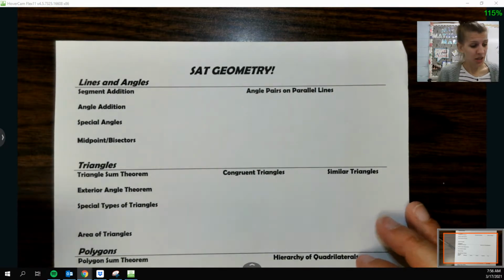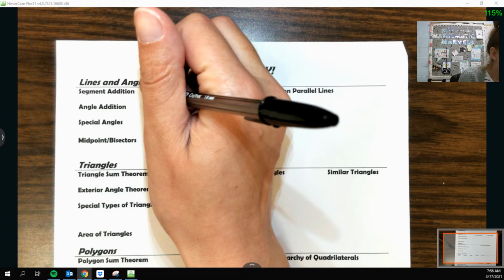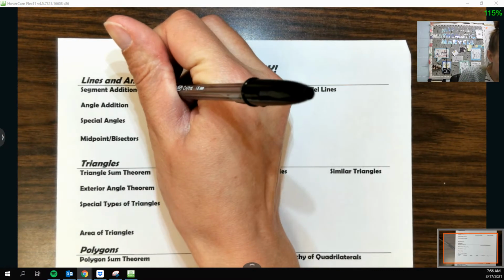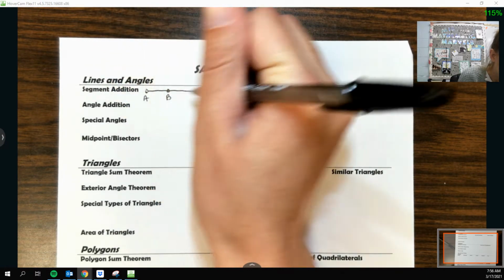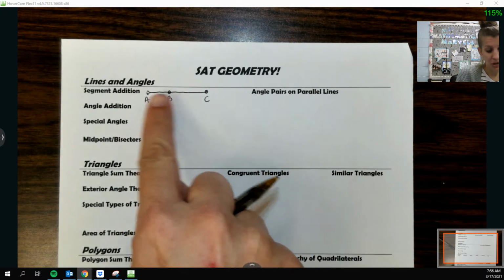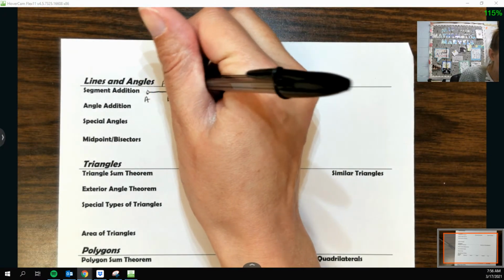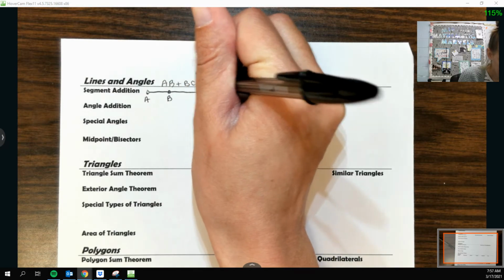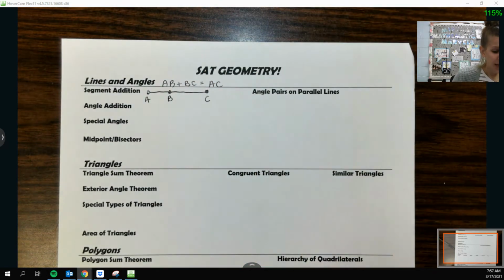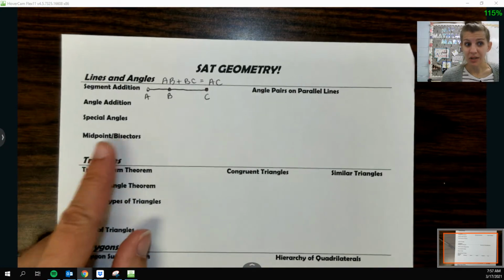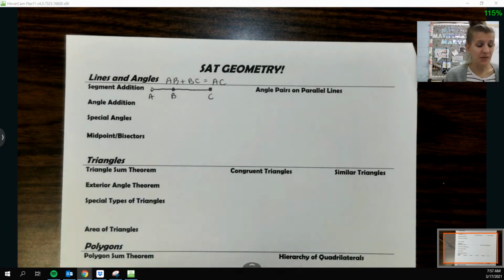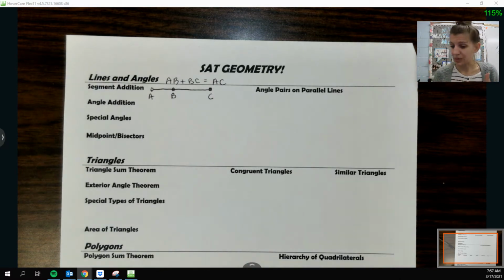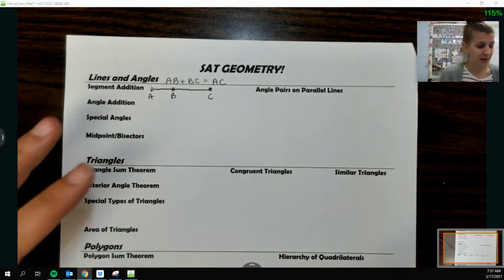Kind of the first topic we touch on in geometry are just lines and angles. So we have this segment addition postulate thing, which postulate sounds super fancy, but basically it just means if I have a segment broken up into pieces, like two pieces, then I can add those two pieces together and they equal the whole thing. Now, I have this word bisector and midpoint down here, which also has to do with line segments, but it's a little bit more specific. So generally, if you have a line broken up into pieces, you can add all the little pieces together to make up the whole line.